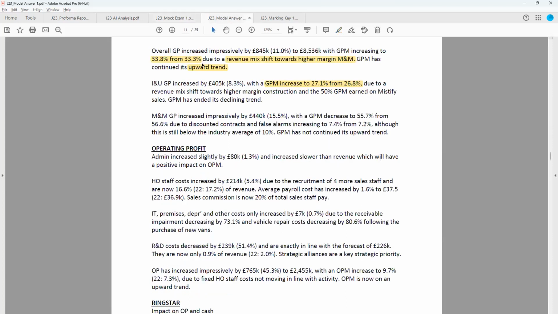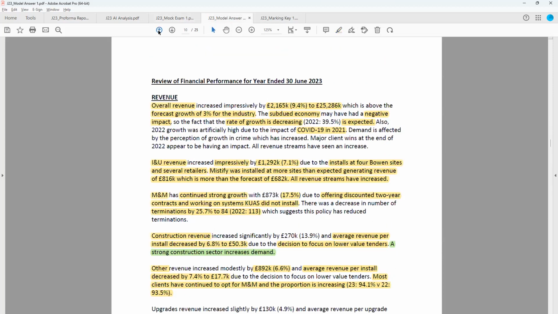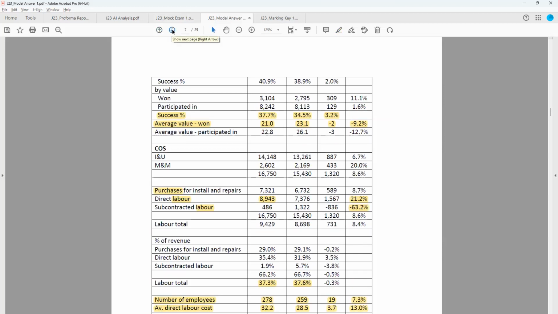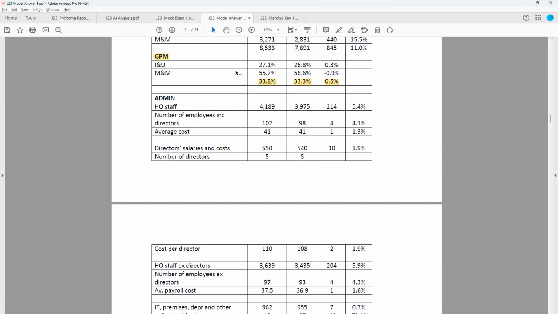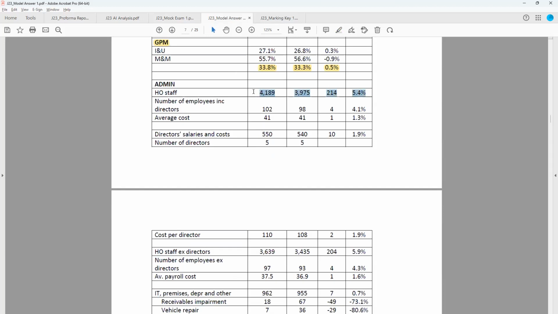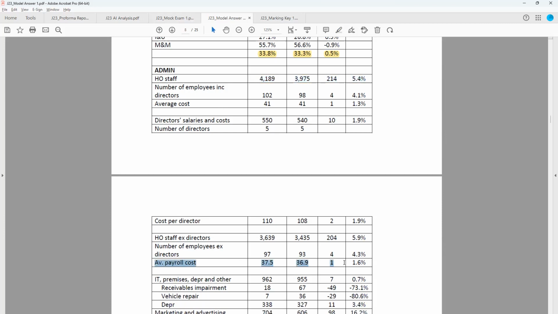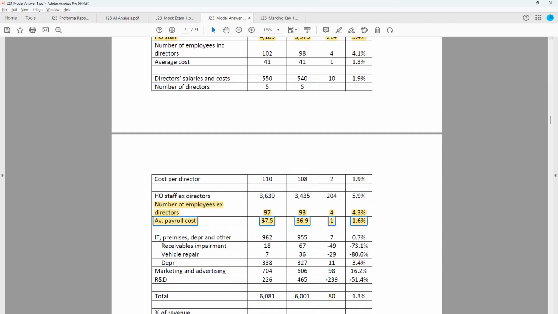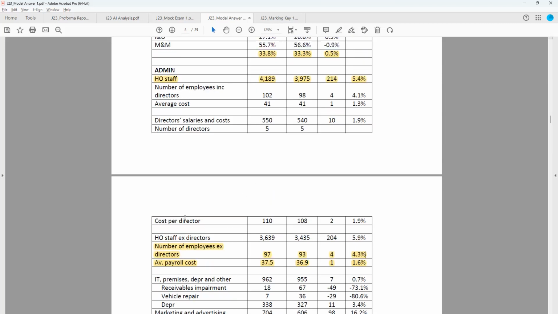So similar to when we talked about the cost of sales costs, the costs which are presented in cost of sales, we're going to look at the cost number overall. So head office staff has gone up. Obviously, we knew some additional staff were taken on, so we were told some information there. We can obviously work out the average payroll cost as well. If we take the head office staff number, we've got the employees, including the directors. But if you strip the directors out, number of employees excluding the directors, you can look at the average payroll cost. You can work out the average cost paid per director as well.